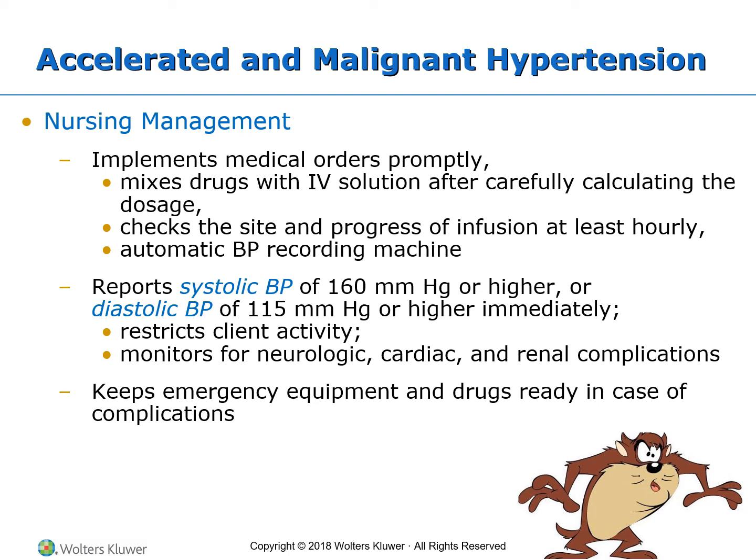The nurse applies an automatic blood pressure recording machine to the arm to measure blood pressure every few minutes, or to assess blood pressure directly if using an arterial catheter. The nurse reports a systolic blood pressure of 160 millimeters mercury or higher, or a diastolic blood pressure of 115 millimeters mercury or higher, immediately. While awaiting medical orders, the nurse restricts client activity and monitors the client closely for neurologic, cardiac, and renal complications. The nurse keeps emergency equipment and drugs ready in case complications develop.